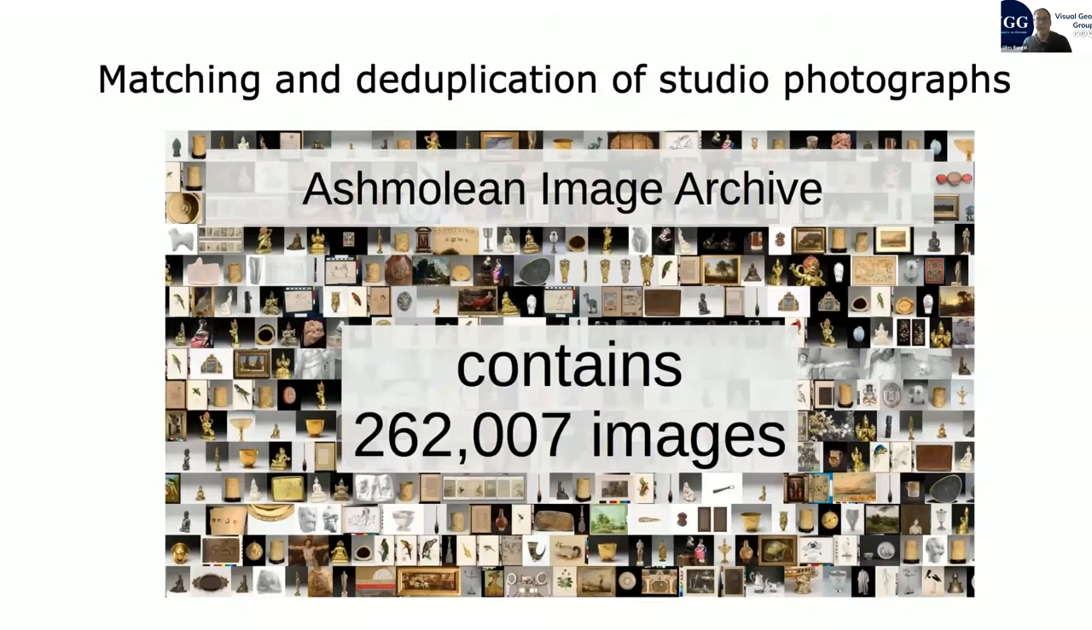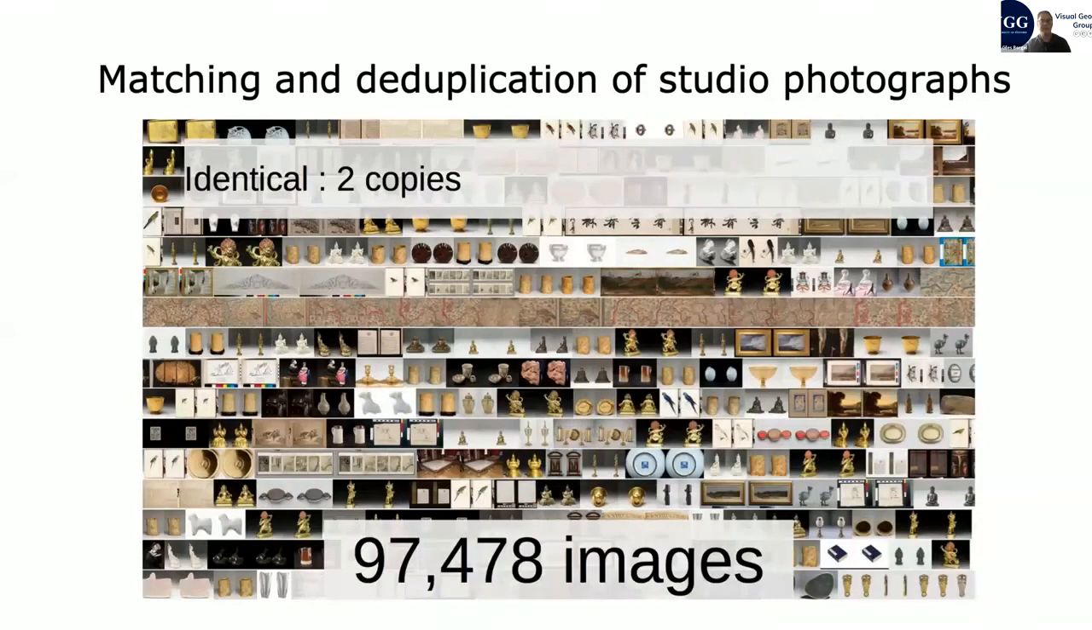Here's a recent development of the same technology running in a collections management capacity. So here the task is matching and deduplication of studio photographs. The Ashmolean Museum in Oxford, like many organisations, like myself, has an issue with duplicates. And prior to moving into a new DAM system, they gave us 262,000 images, of which we found there were 97,000 duplicates in pairs and a smaller number of larger sets.